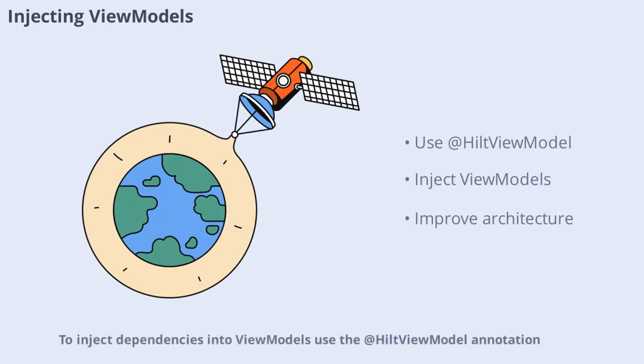To inject dependencies into view models, use the @HiltViewModel annotation. This annotation allows Hilt to manage the creation and injection of dependencies for your view model classes. By combining @AndroidEntryPoint and @HiltViewModel, you can seamlessly inject dependencies into both activities and view models, streamlining your architecture and improving testability.